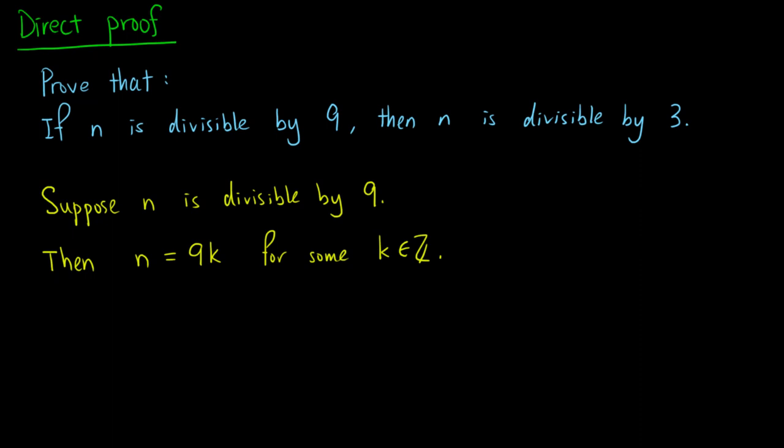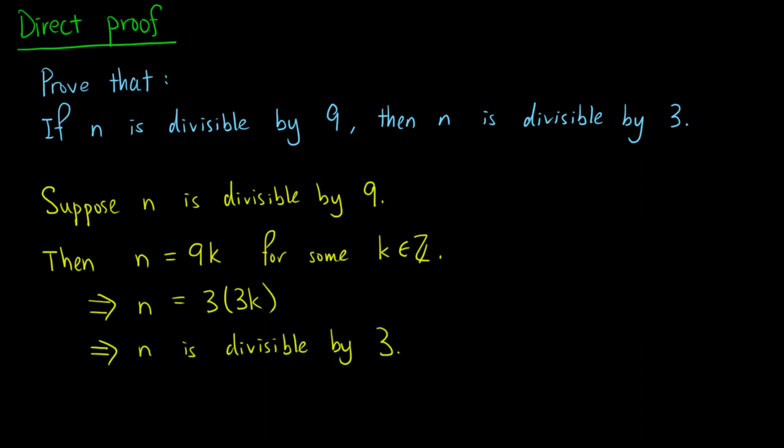To show that n is divisible by 3, we have to write n as 3 times another integer. But this is straightforward because 9 is 3 times 3, so we can rewrite n as 3 times 3k. This implies that n is divisible by 3. After we have finished proving a statement, we will usually draw a square at the bottom right corner to mark the end of a proof.